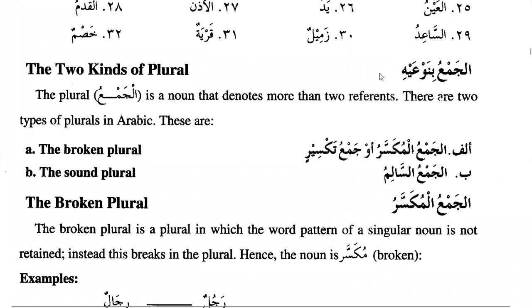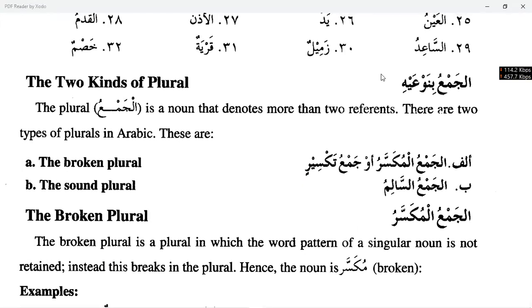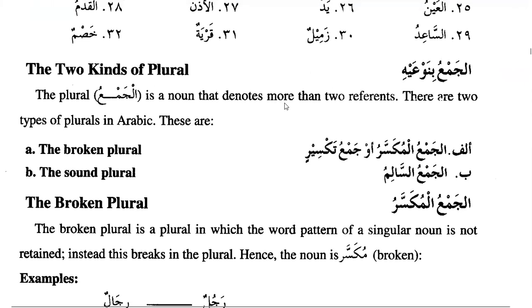The two kinds of plural. Your sound is too low. I can't hear you. How about now? Yes, two kinds of plural. Al-Jam'u. In Arabic, the plural jam'u is a noun that denotes more than two. There are two types of plural in Arabic. These are the broken plural, al-jam'u al-mukassar, or jam'u taksir, and the sound plural, al-jam'u salim.